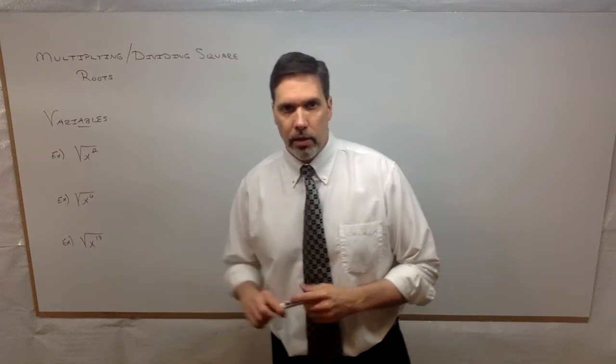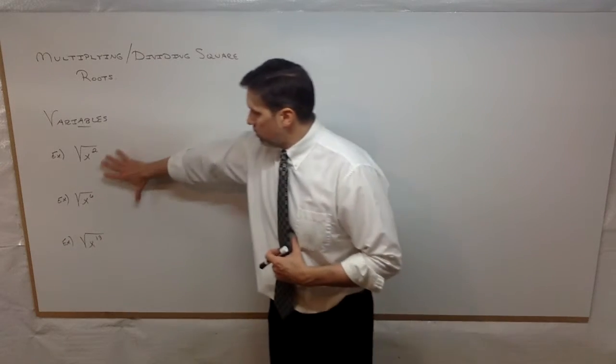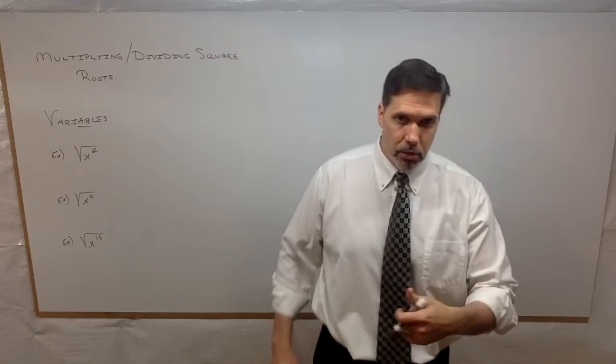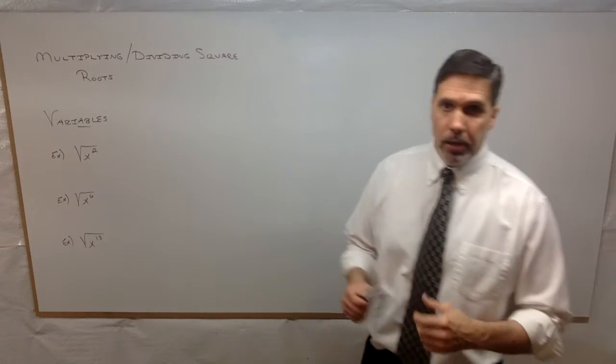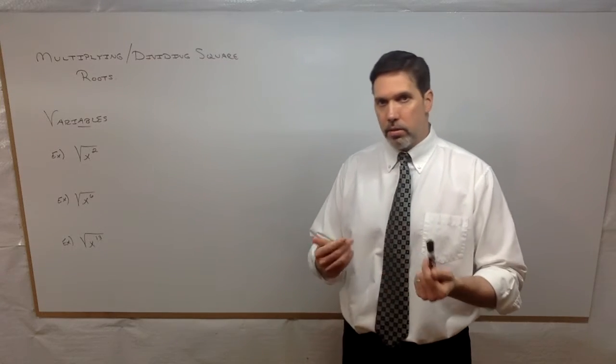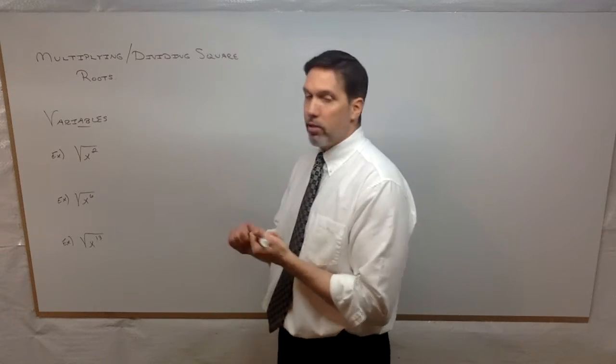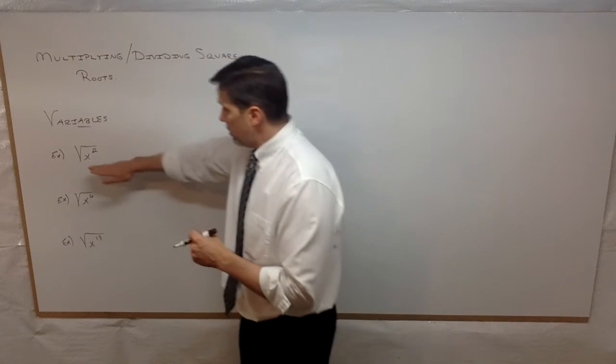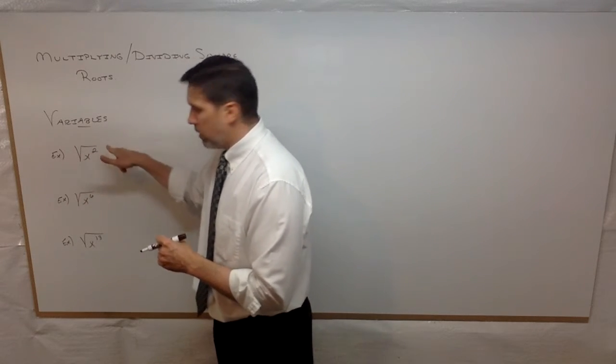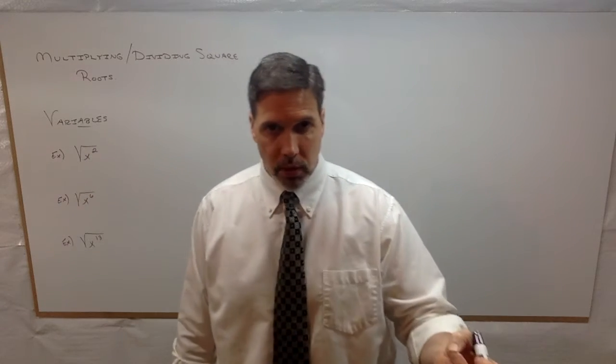Before we get to multiplying and dividing square roots, there's one more thing we need to talk about: what happens when your radicand has variables. If your radicand has variables, it's actually pretty easy to deal with, but there is some very important detail you have to take care of. When we talk about this symbol right here, that means the positive square root.